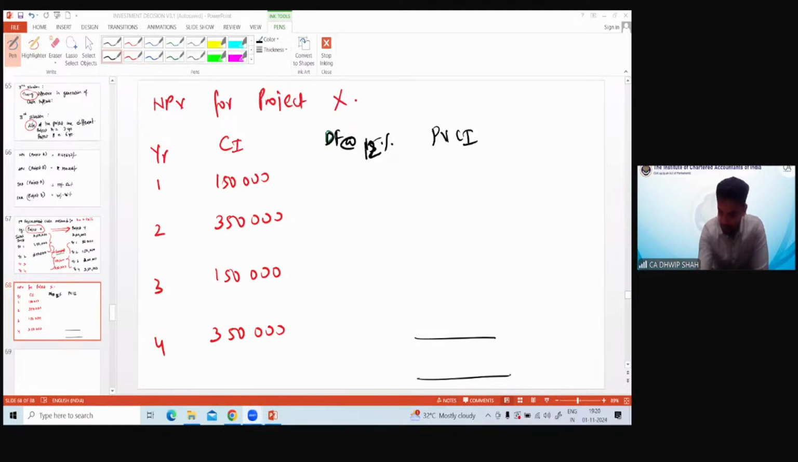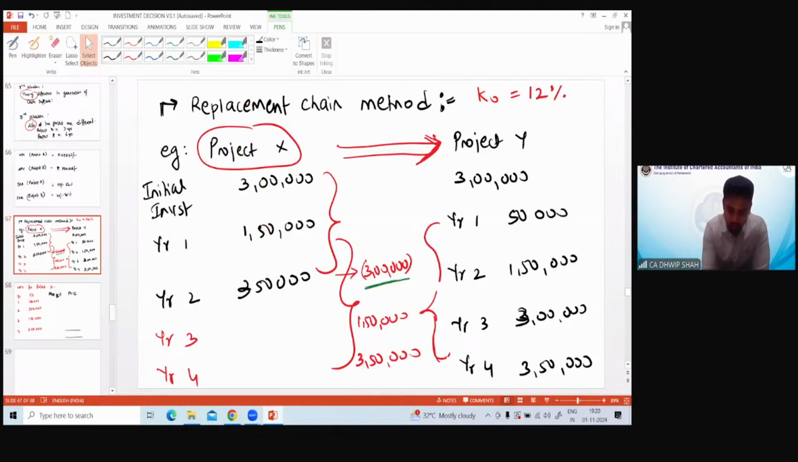Why take the third year 150? I am repeating the entire story. The replacement chain method says to bring the lives to parity. The life of project X is 2 years, the life of project Y is 4 years. So as of now it is not comparable because both have unequal lives. How can that be compared? Project X's life is less, project Y's life is more. So the replacement chain method says to make it comparable.